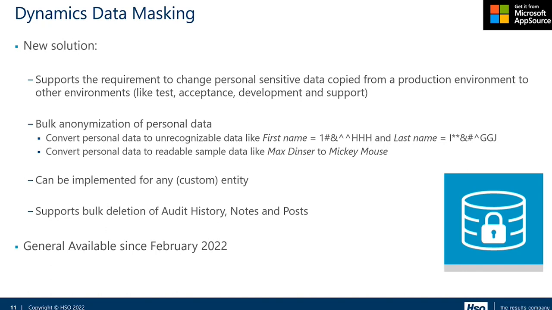But now you might say in an acceptance or in a development environment, I actually want to have readable data. So what am I going to do about that? Because if you test things, you might want to test how a name comes out, or you want to see that this is a lead. So what we also added to it is to randomize so-called data. So you could turn my name, Max Dinzer, for example, into Mickey Mouse. So you still have readable data, but it's not referable to me as a data subject anymore.